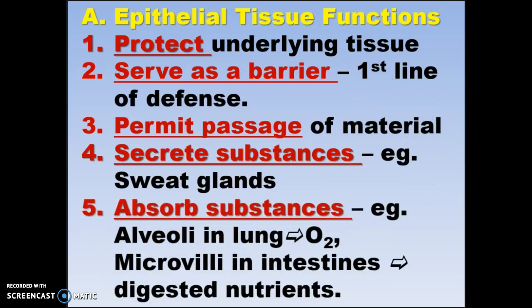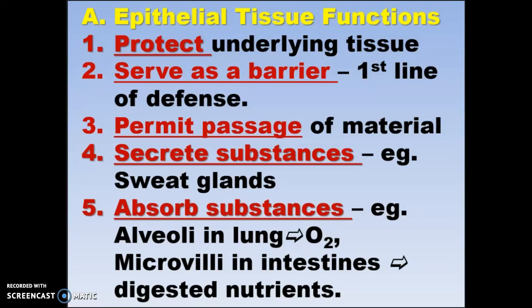And they absorb substances. Again, the alveoli in your lungs absorb the oxygen. The microvilli, remember that from first unit, and the intestines, those are just highly folded, very thin epithelial tissue, which allow us to absorb the nutrients through the lining of our intestines and get them in the blood so we can use them.